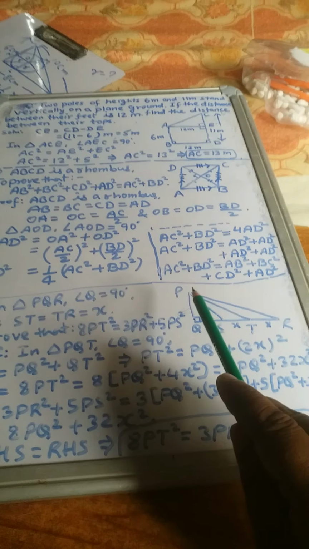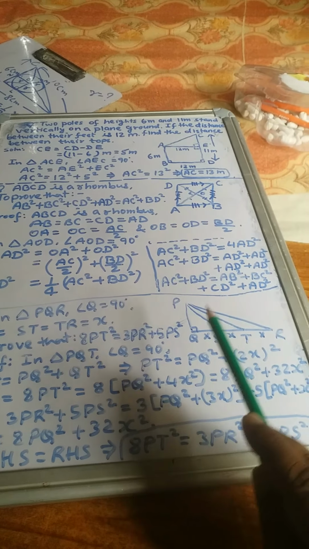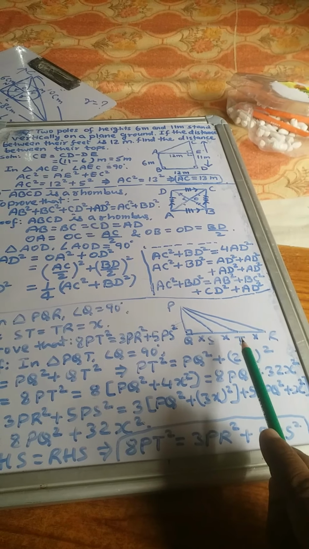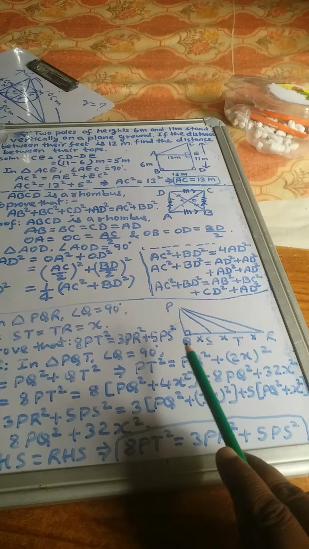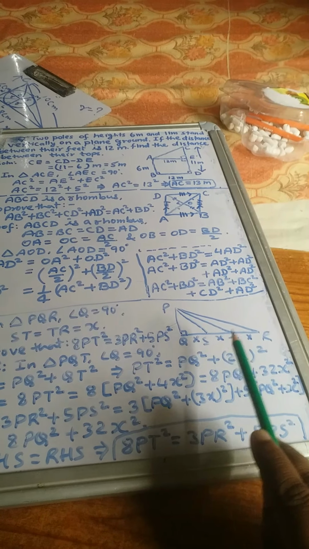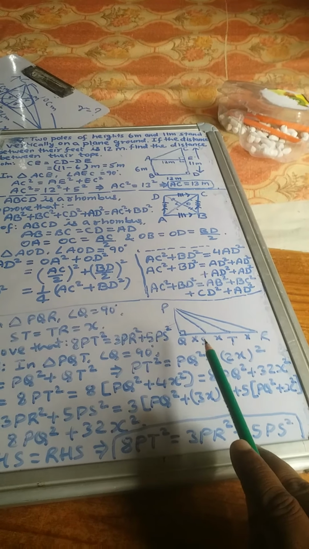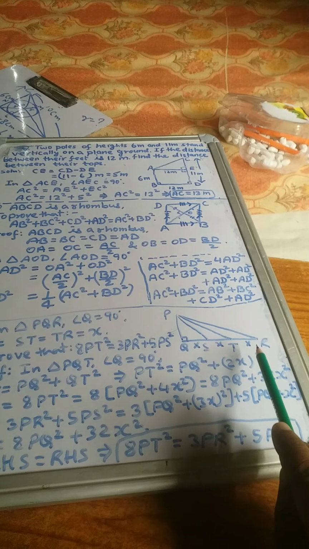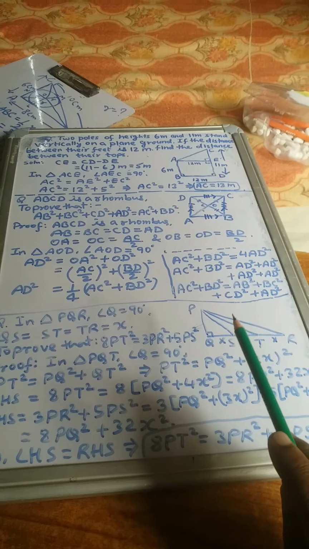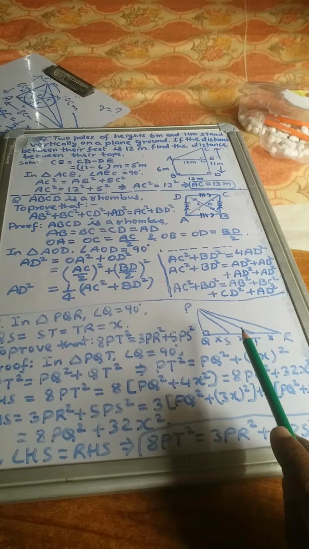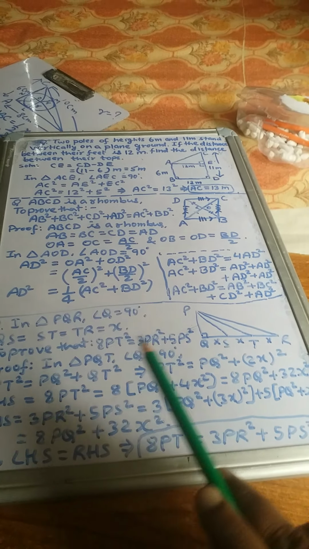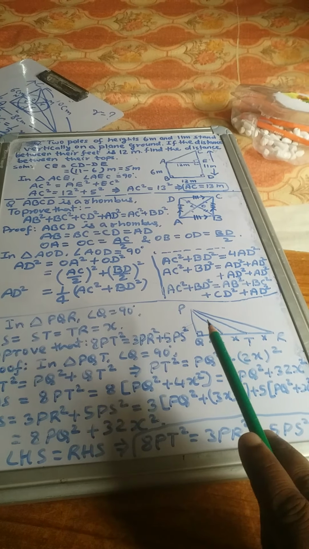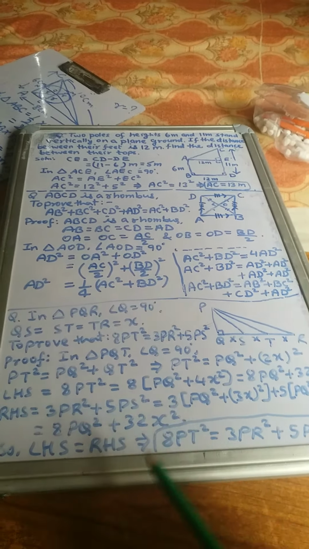It is triangle PQR. Here angle Q is 90 degrees. On the base QR there are 2 points, S and T. S and T trisect QR. Trisect means it is divided into 3 equal parts. That means QS, ST and TR distances are all equal, taken as X. We have to find the relation between the hypotenuses PT, PR and PS. So 8 times PT square equals 3 times PR square plus 5 times PS square. How is it going on?